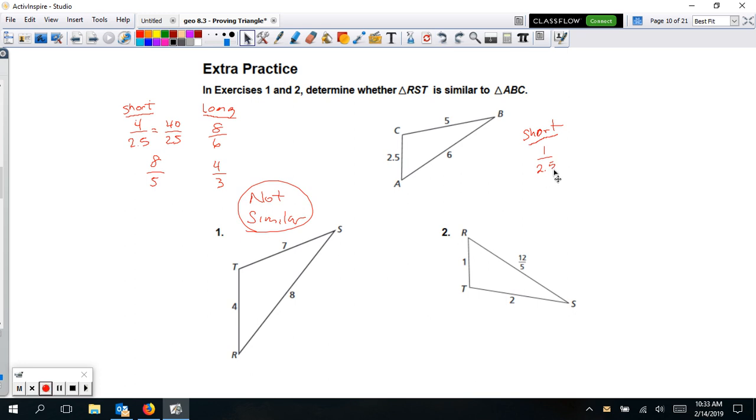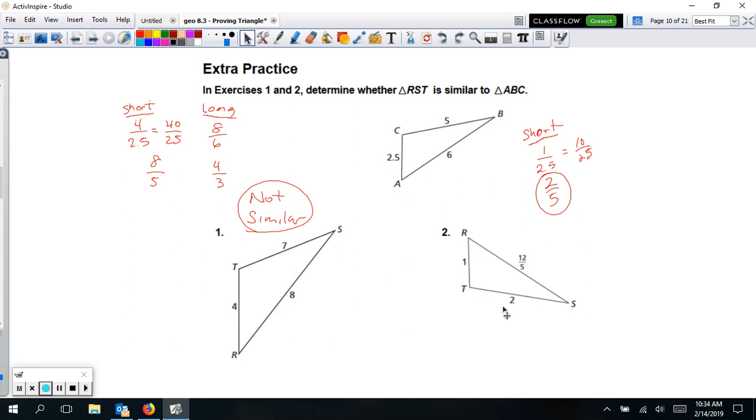So do the same thing, move this to make it 25. That makes this 10 on top. So we're going to see 10/25 and reduce that 10/25 again by 5, which would just make it 2/5. Then we look at the longest sides. So the longest one on number 2 here would be the 12/5.